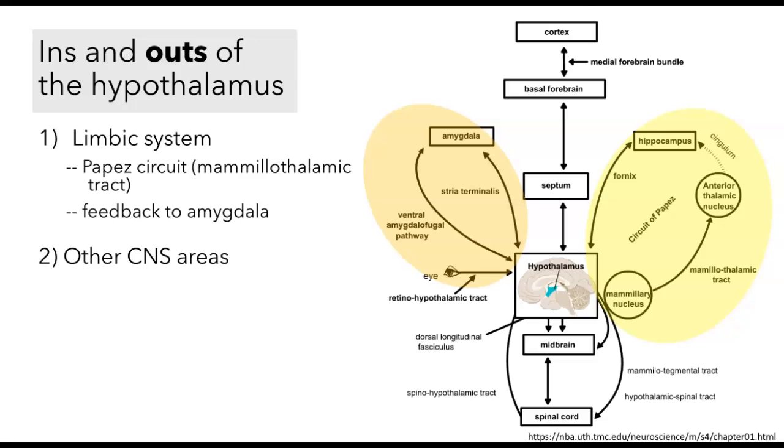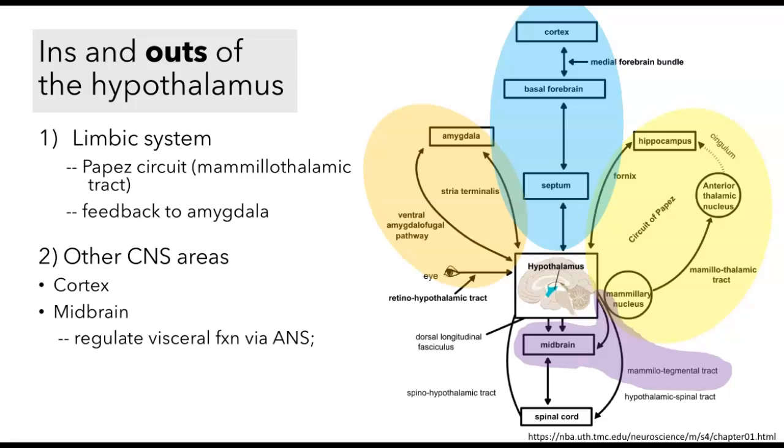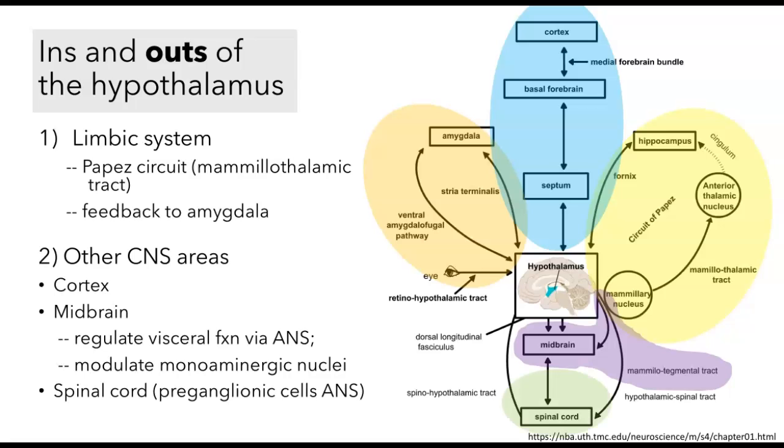Other central nervous system areas also get feedback. For example, information from the hypothalamus can travel through the cortex through what's called the medial forebrain bundle. Other information travels to the midbrain. The midbrain is important for a couple reasons. First, there are autonomic nuclei there that are involved in regulating visceral function. And in addition, output from the hypothalamus can act to modulate nuclei releasing monoamine transmitters like dopamine and serotonin. Finally, there's output from the hypothalamus to the spinal cord, and this will be important because preganglionic cells from the sympathetic nervous system and parts of the parasympathetic nervous system lie in the spinal cord.